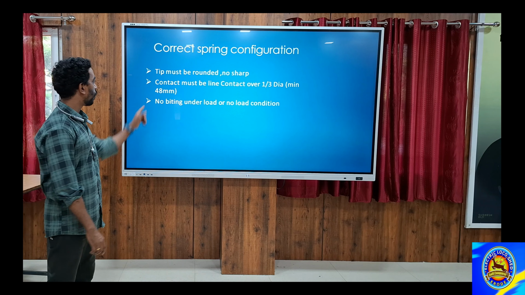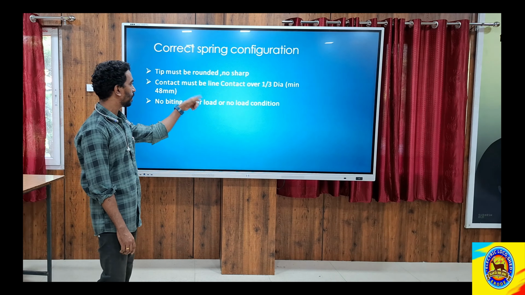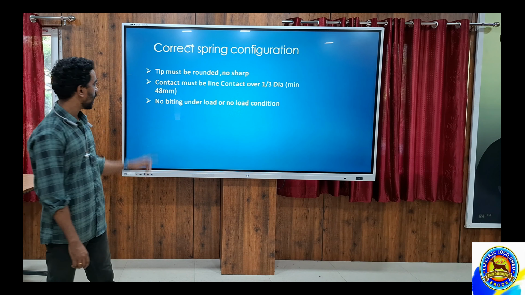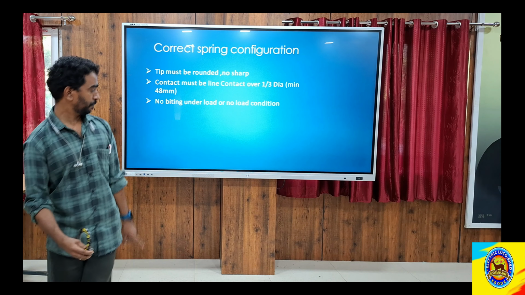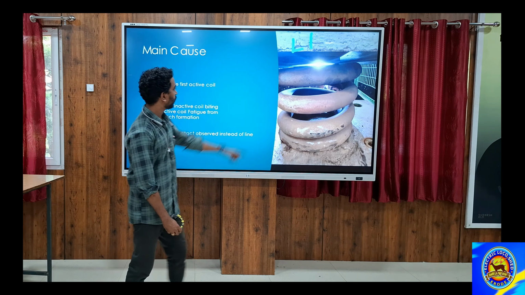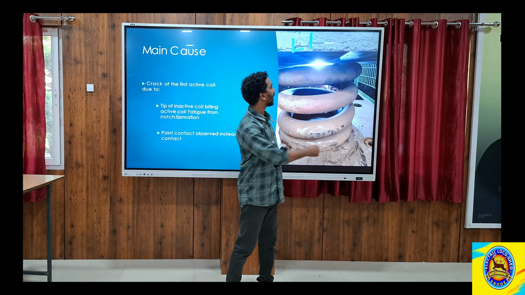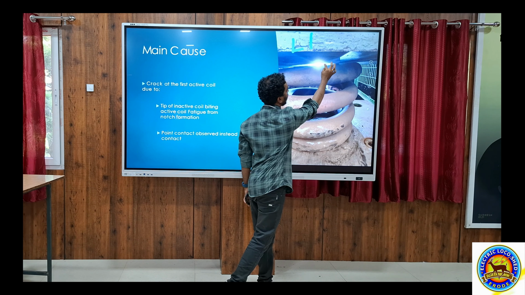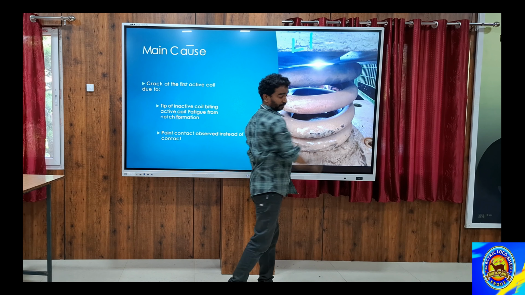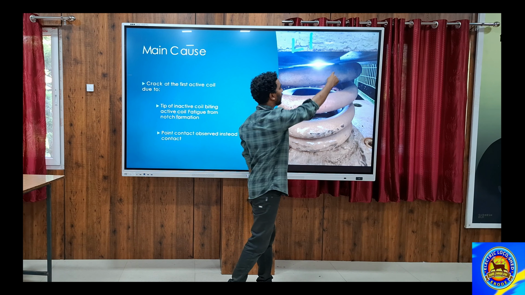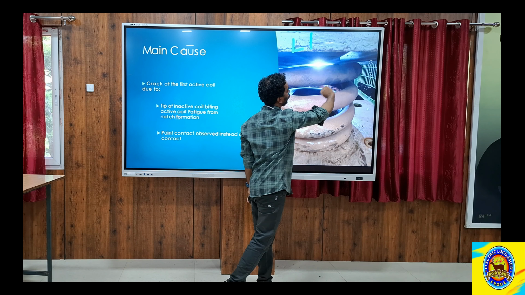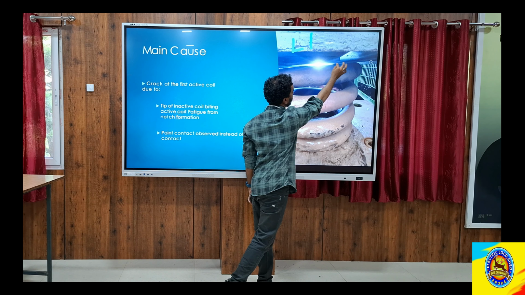Then the main point is that contact must be a line of contact over 1/3 of the dia of the spring. What is a line of contact? In the earlier slide, I told you that this is a pointed contact. Line of contact means from here to here, contact should be there. I think everybody is getting it. From here to here, there should be a line of contact. This is a pointed contact.